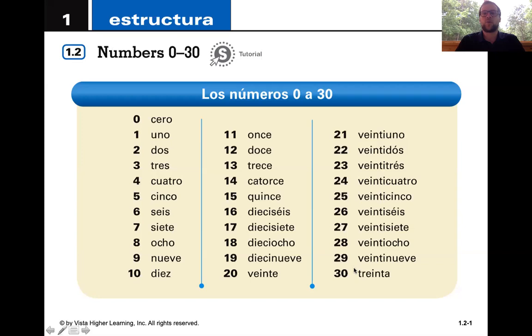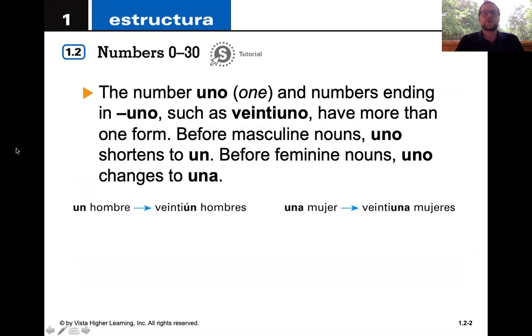In Spanish, if you want to add, you can also sometimes say just 5 y 6 es 11, right? Or 5 más 6, 11, right? So it's just a way to say 20 and the number. Okay, very good. All right, now, the number uno and numbers ending in uno, such as 21, have more than one form, and that's because masculine nouns will make it shortened to 21.